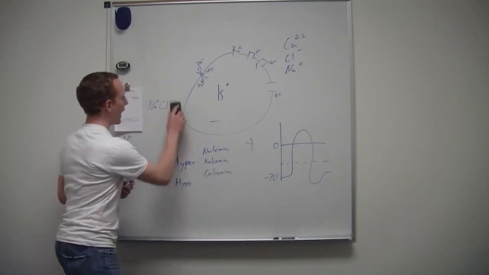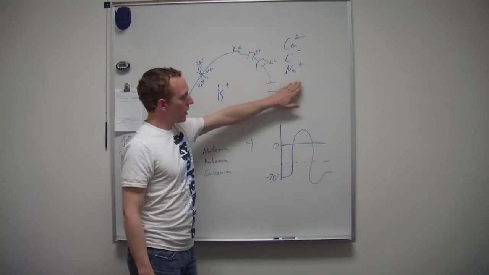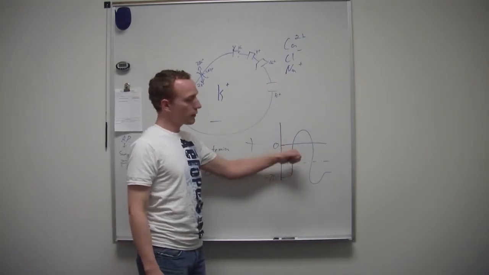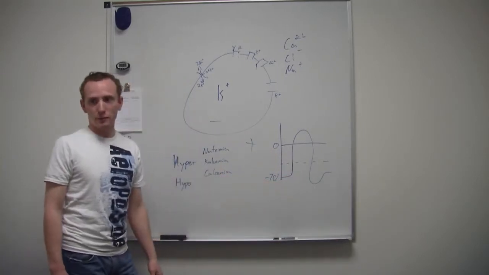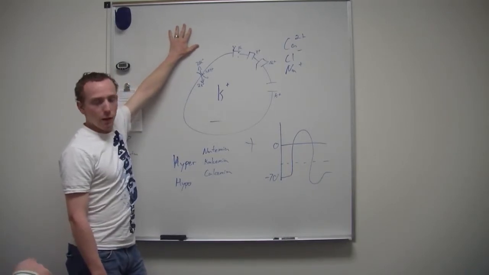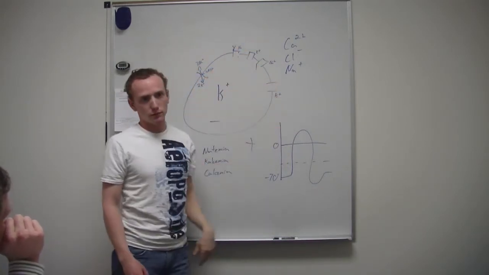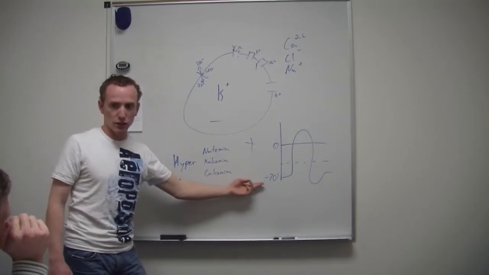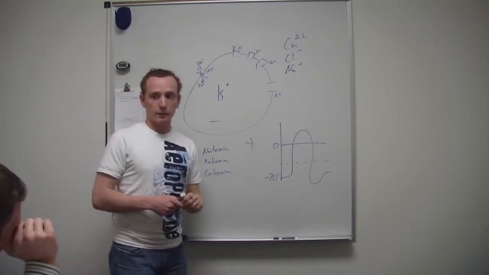So if we have a high amount of sodium outside the cell, will the resting membrane potential go up, down, or stay the same? Stay the same, because you have a lot of a neutral charge out here. There's no way for the sodium to really get in. So it doesn't really affect the resting membrane potential. What about hyponatremia? Same thing. Okay.